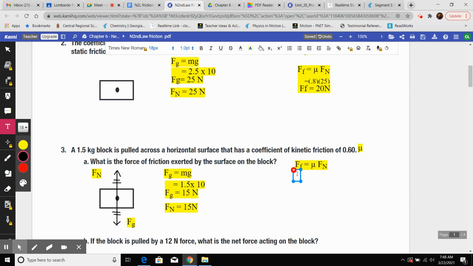We have our 0.6 here times 15. That is not a 15. Okay, there we go. And we're going to get an answer here: friction force is equal to 9 newtons.